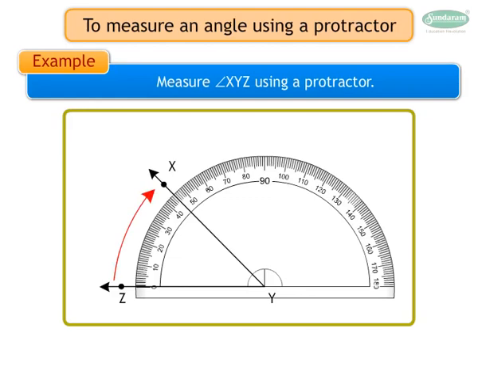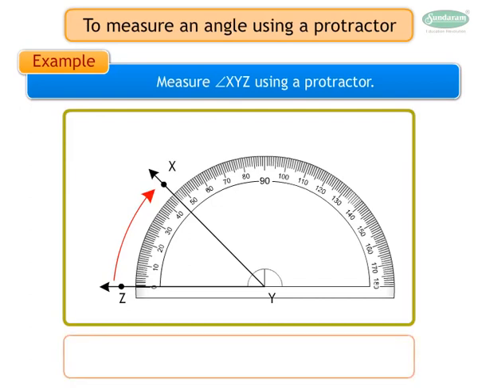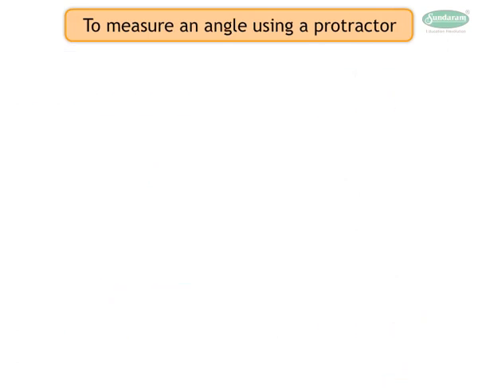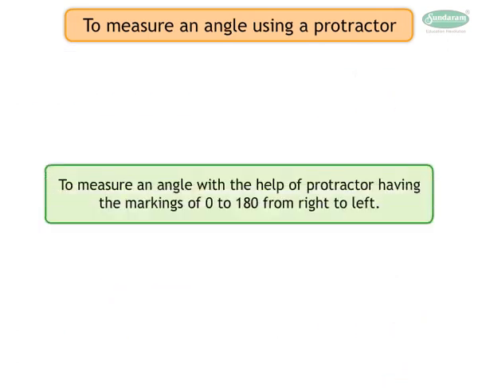Number 6. With which mark on the protractor does the ray YX, the other arm of the angle, coincide? Read the number on that mark. This number is the measure of the given angle. Number 7. Thus, the measure of angle XYZ is 45 degrees.